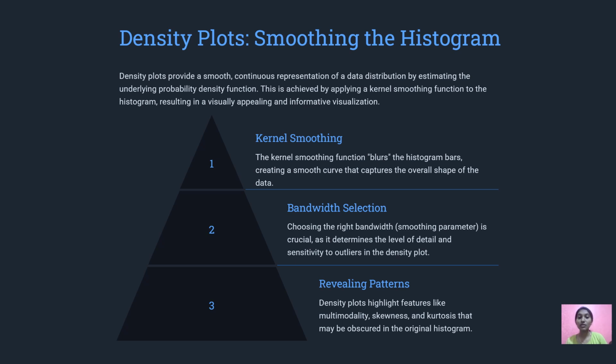Bandwidth selection. Choosing the right bandwidth is crucial, as it determines the level of detail and sensitivity to outliers in density plots. And the next comes revealing patterns. Density plots highlight features like multimodality, skewness, and kurtosis that may be obscured in the original histogram. So these are the three smoothings that can be done to the histogram through density plots.